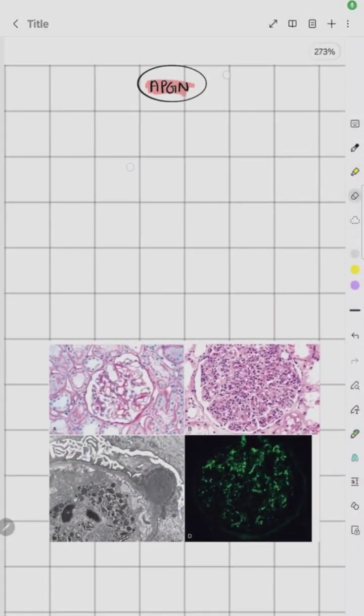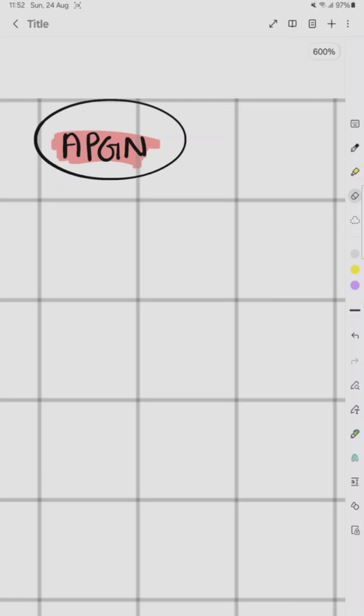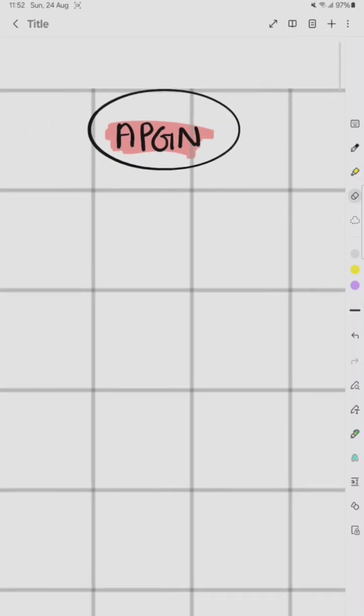Hello, we'll be talking about APGN, which stands for Acute Proliferative Glomerulonephritis. It is also known as Infection Associated Glomerulonephritis, Post-Streptococcal Glomerulonephritis, Post-Infectious Glomerulonephritis. Now, if you glance at these names for a second, you would understand a lot about this disease.